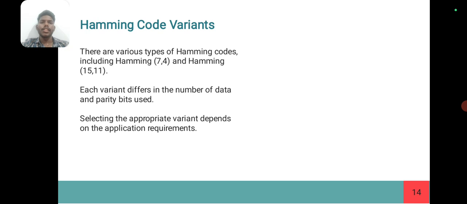Hamming code variants. The variants means the different types of Hamming codes. There are various types of Hamming codes including Hamming 7,4 and Hamming 15,11. Each variant differs in the number of data and parity bits used. Selecting the appropriate variant depends on the application requirements.